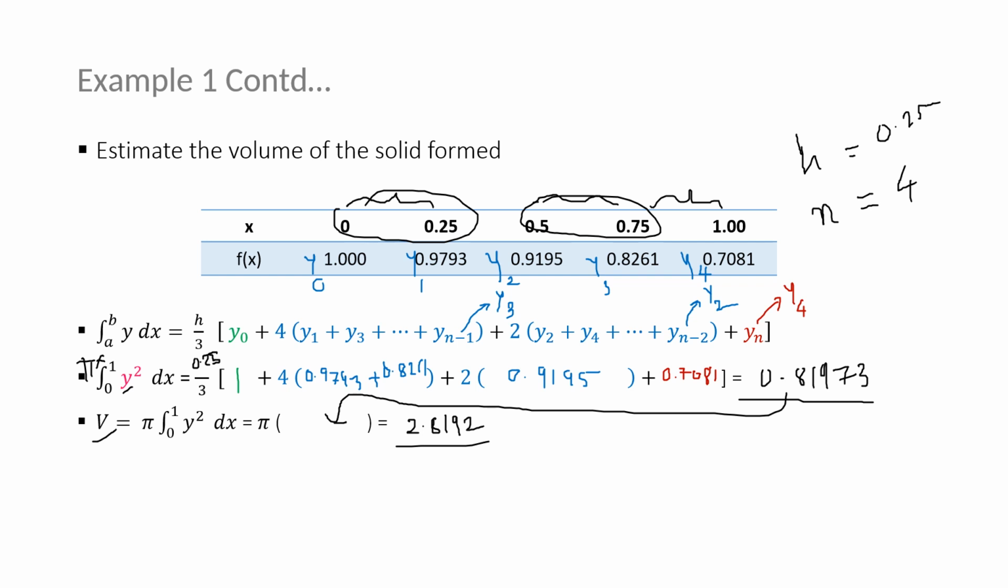Okay, so I hope that you have understood how the calculations work in Simpson's 1/3 rule, and the formula is pretty straightforward. You need to substitute the values. Okay, fine. See you in the next video.